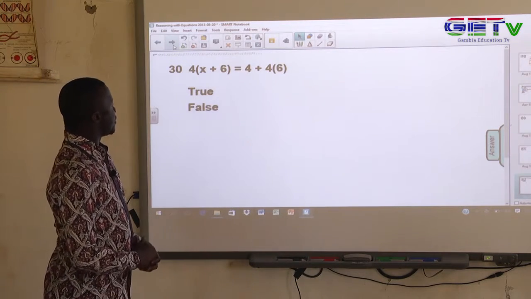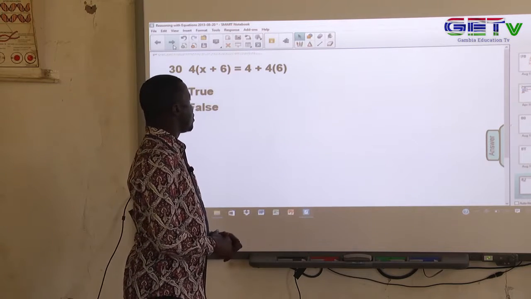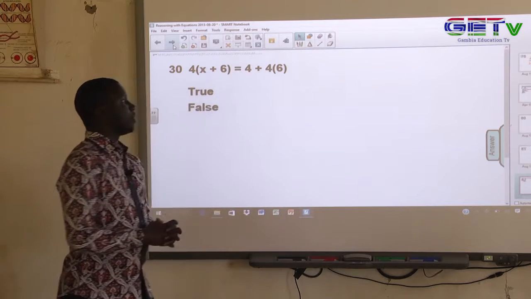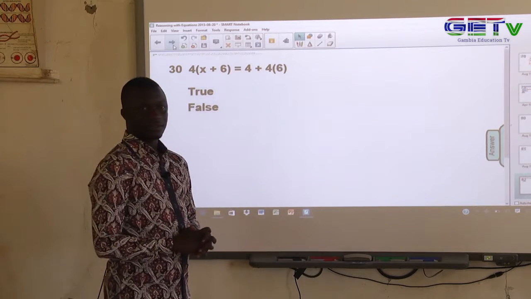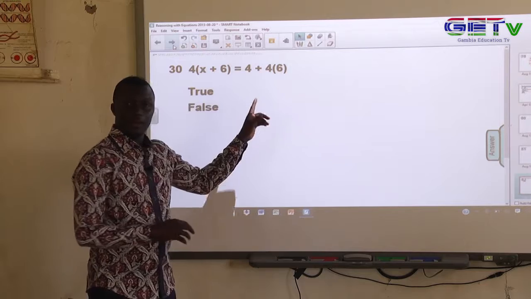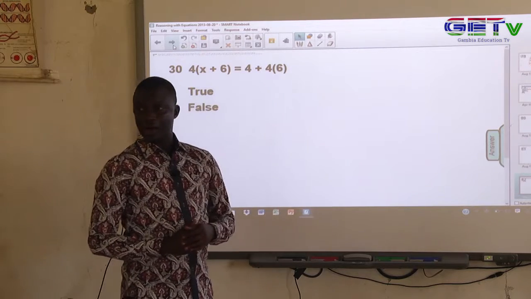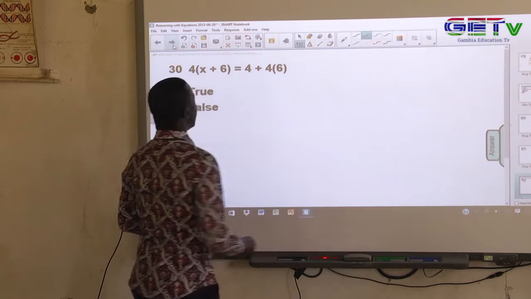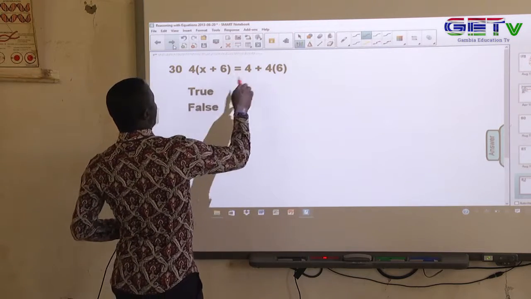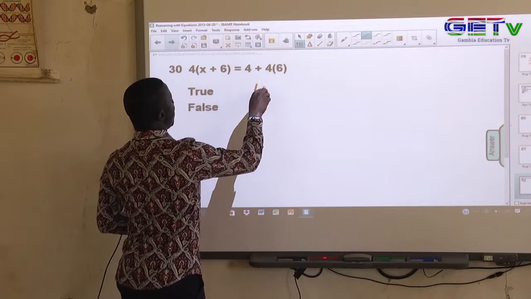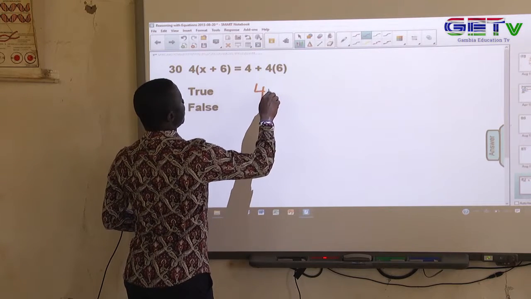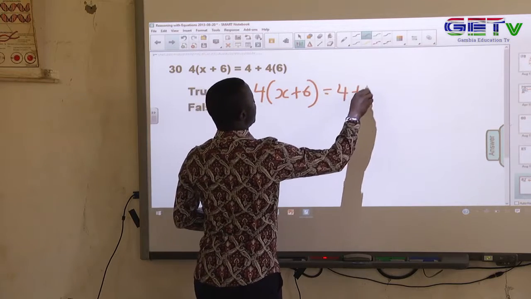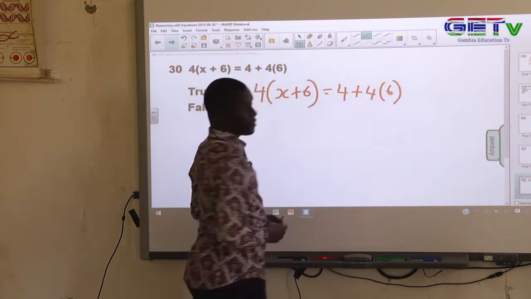We have 4 into x plus 6, which is equal to 4 plus 4 times 6 here. True or false? We need to solve this to see whether it is a true or a false statement. So let us do this together now. We need to clear this, that is 4. Can we rewrite it first? 4 into x plus 6 equals to 4 plus 4 into 6.